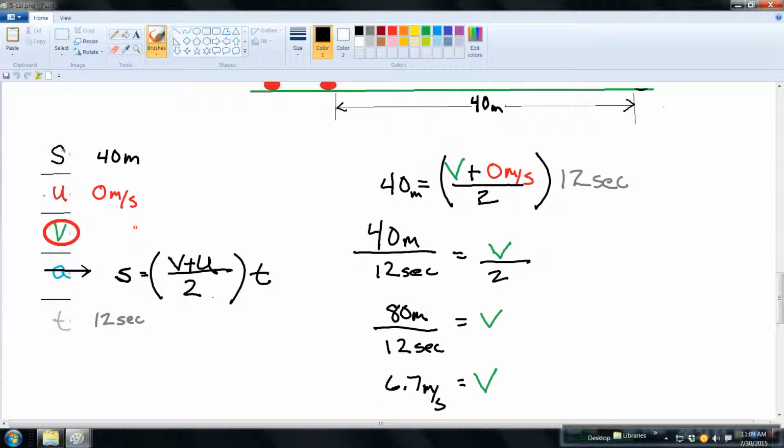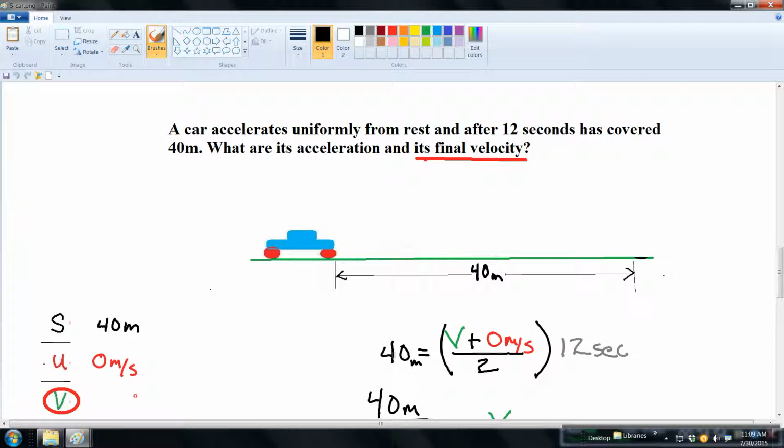And that will be the final velocity at this point after it's traveled that displacement with that amount of acceleration.